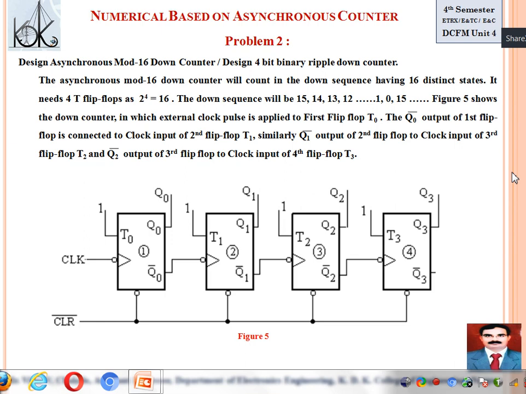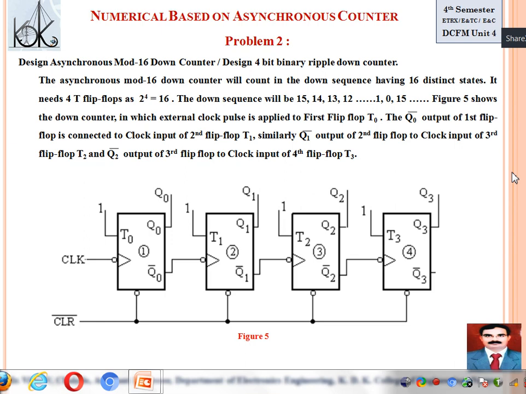A synchronous mode 16 down counter will count in the down sequence having 16 distinct states. We need 4 flip-flops. As you know, 2 to the power 4 is 16, right? So here available states are 16 and all the 16 states we are using. So this is a regular counter. For a regular counter, the condition is that the used states must be equal to the available states. Here we are using 4 flip-flops, that's why the available states are 16 and all these states we are using in the counter, right? That's why used states equal available states.